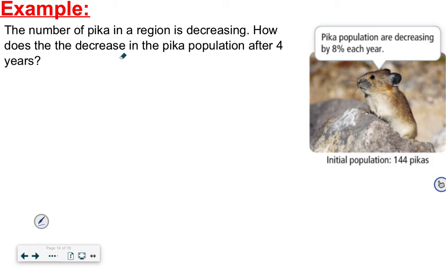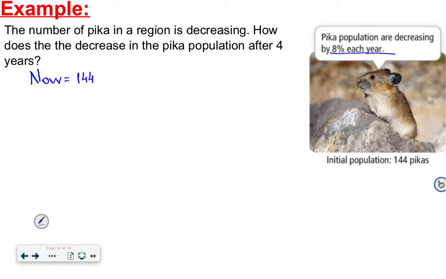In this question, the number of pika in a region is decreasing. How does it decrease in the pika population after 4 years? So, first of all, ladies and gentlemen, what is the initial population? Now there are 144 pikas. After 1 year, because the pika population is decreasing 8% each year.